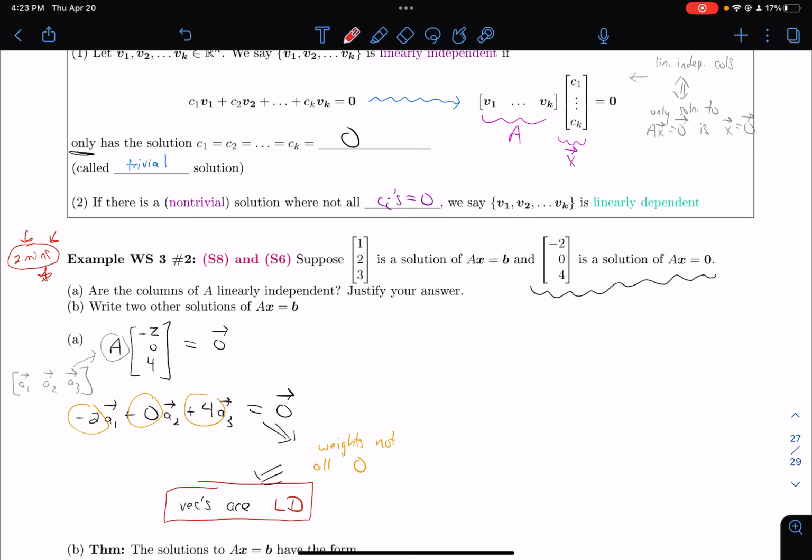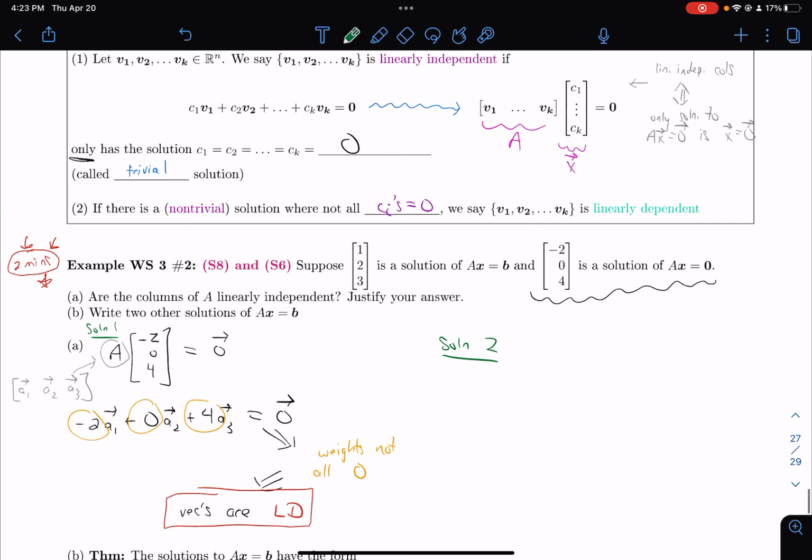Okay, I just want to mention that there's another way I could have solved this. So let me call this solution 1. Solution 2 is to return to this fact right here. If I have a matrix, its columns are linearly independent if the only solution to the homogeneous equation, Ax equals 0, is the 0 vector, if that's the only solution.